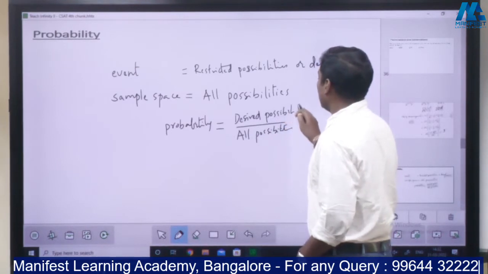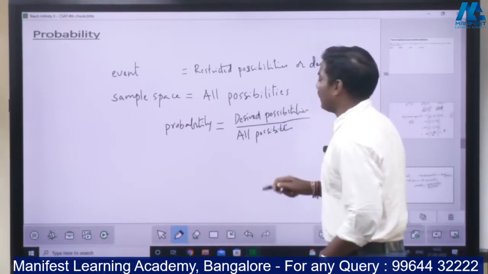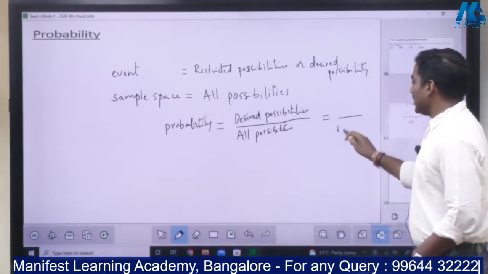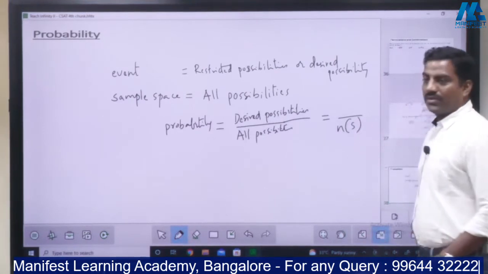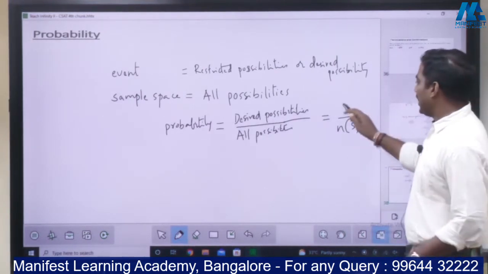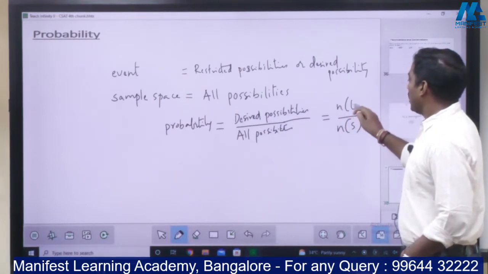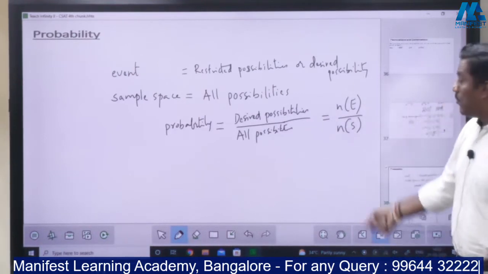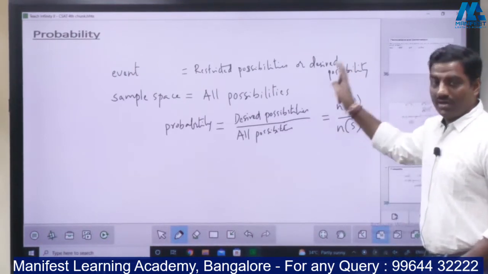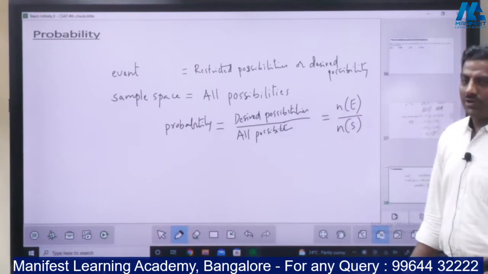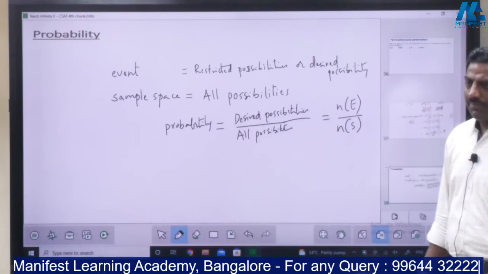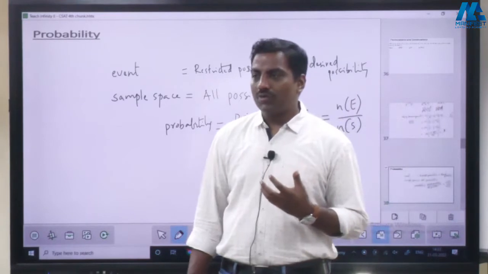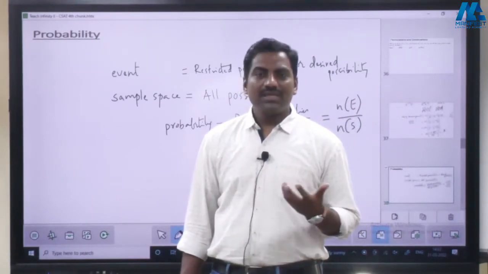You can take anything because we are not going to write any theory exam for this. Generally in your books, it will be given as the number of sample space, all possible events, and n of the event that has occurred. I am not going to use these things anymore, just for your reference. So in the denominator, you will write all possibilities. And in the numerator, you will write the desired event.